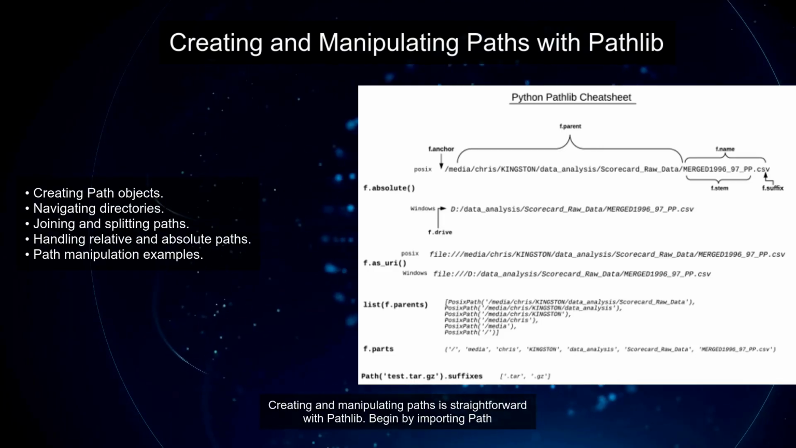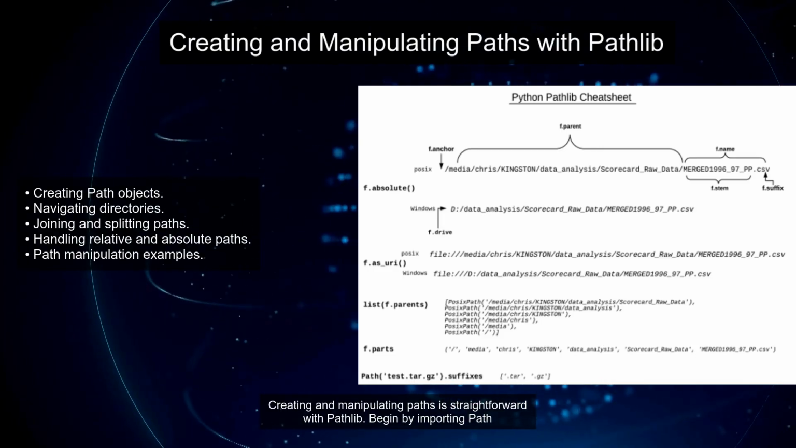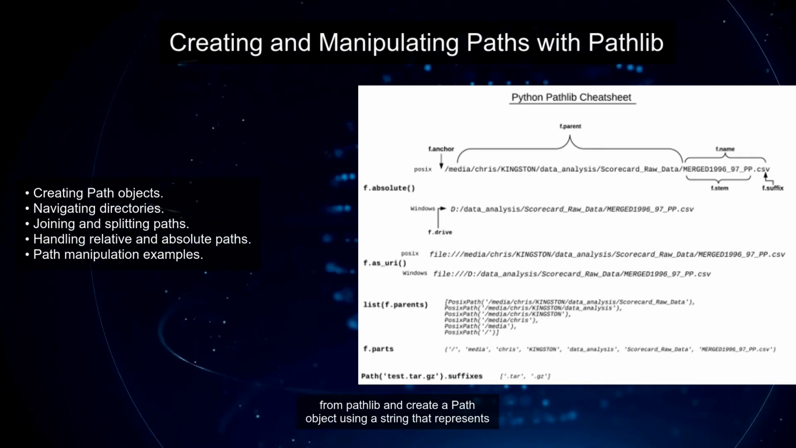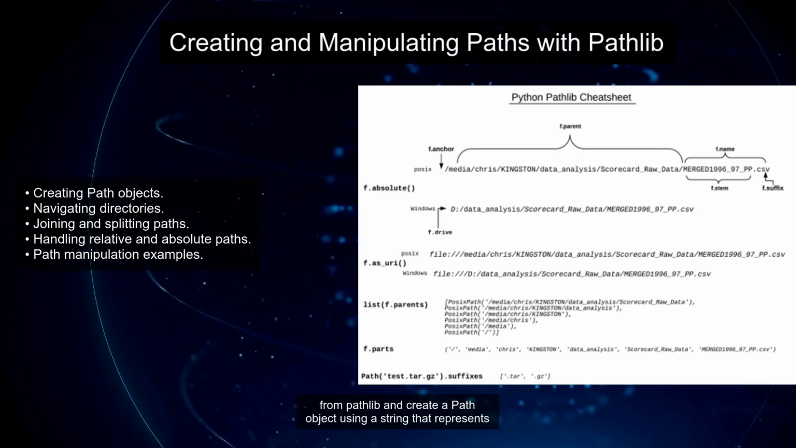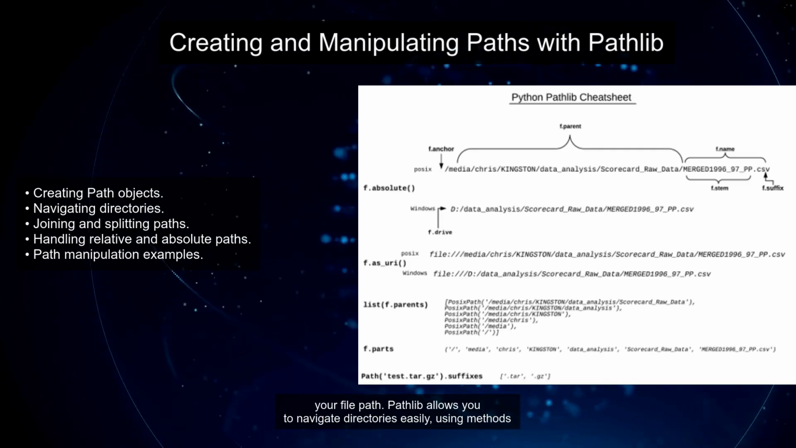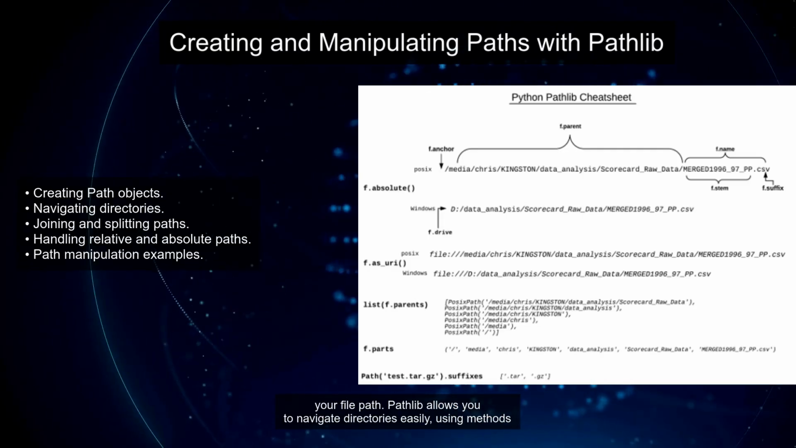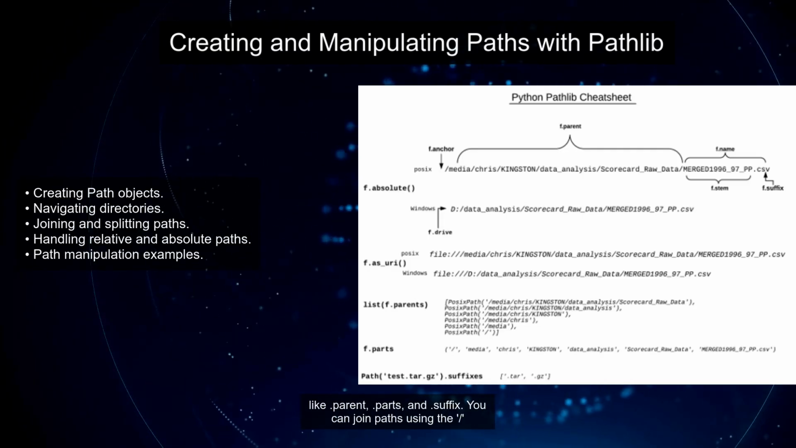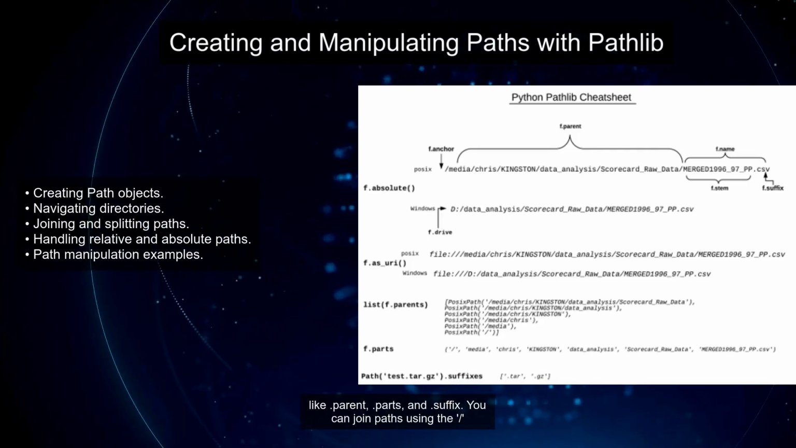Creating and manipulating paths is straightforward with Pathlib. Begin by importing Path from Pathlib and create a Path object using a string that represents your file path. Pathlib allows you to navigate directories easily, using attributes like parent, parts, and suffix.